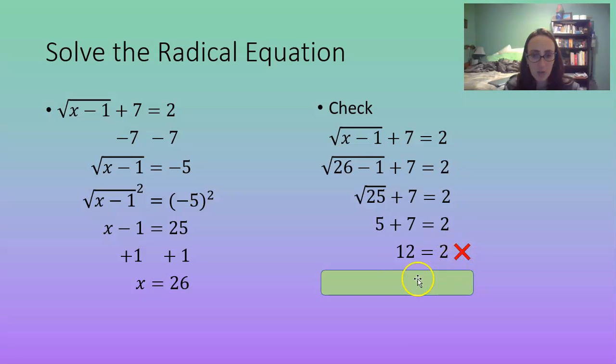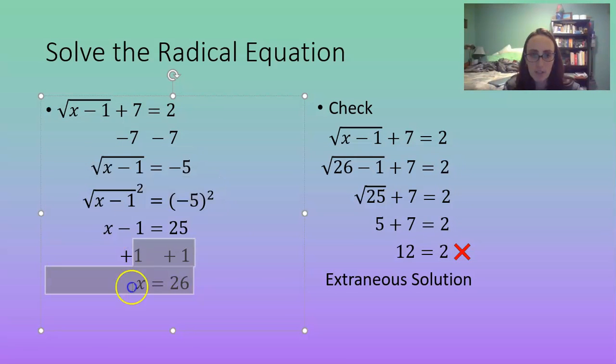That does not equal 2, so therefore this is not a solution. We call it an extraneous solution. So we got x to equal 26 over here, solving this correctly, but because it does not work out, it's called an extraneous solution.